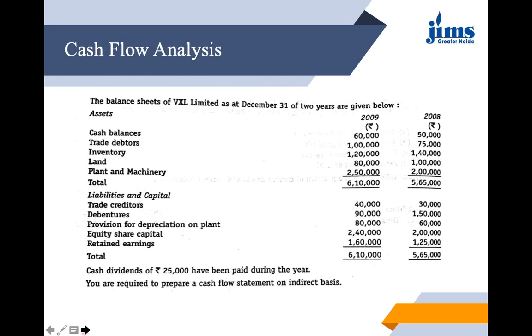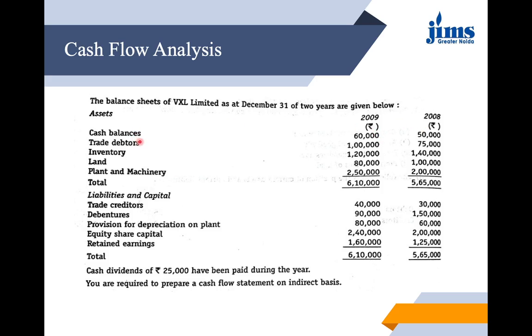Let us have a look at a full-fledged question. Here we have the balance sheets of VXL Limited at 31st December of 2 years. You can see that in general the prior year is written first and then the later year. But in this question, pay heed that 2008 is written here and 2009 in the first column. So please do note whether a particular number is increasing or decreasing.